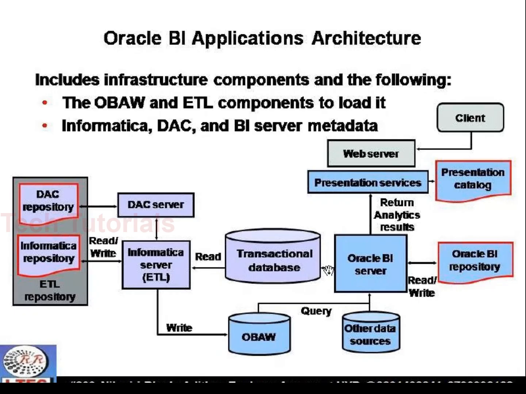If something is wrong with this arrow mark, it should be in the opposite direction. I mean to say transaction database to Oracle BI server. Sometimes you may need to develop one report using our transactional system also. At that time, our OBIEE is able to access OLTP machines also. Am I clear? Yes or no? Right. Next, any questions on this?